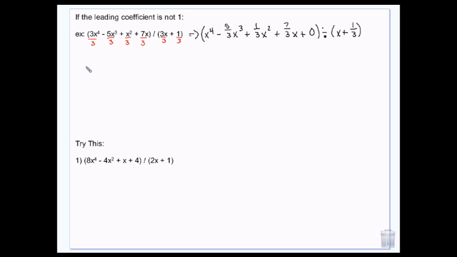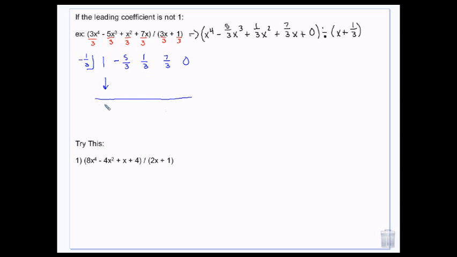So I'm going to show you how to do this with the synthetic division, and then I'm going to show you what it would look like with the normal long division so you can decide which one you like best. Okay, so this was positive, so I have to put it in negative, and then I have 1, negative 5/3, 1/3, 7/3, and 0.